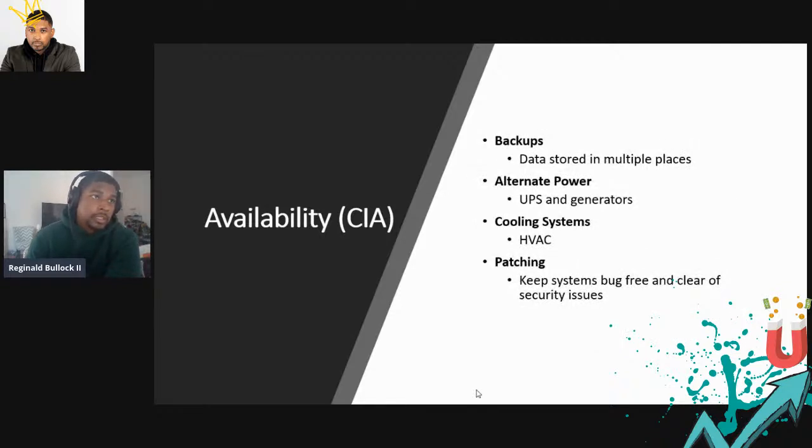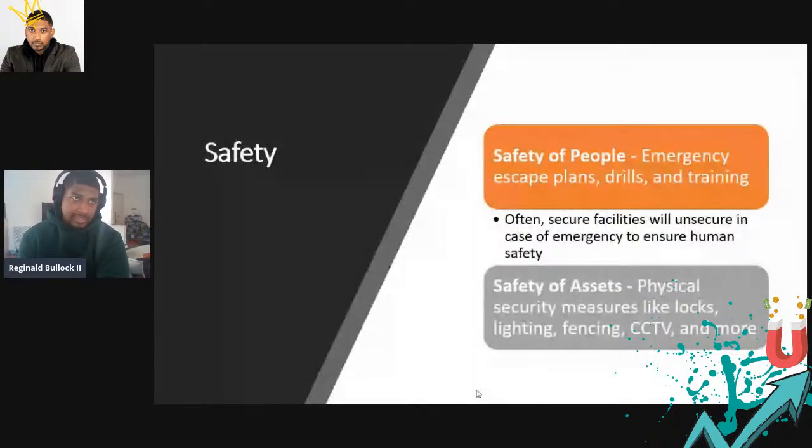Availability, again: backups, data stored in multiple places, alternate power, cooling systems, HVAC, hot and cold aisles, things like that. Patching: make sure that your systems are bug free, clear, and up to date. Safety. Safety of people: emergency escape plans, drills, and training. Often secure facilities will unsecure in case of emergency to ensure human safety. And then the safety of assets: physical security measures like locks, signage, fencing, CCTV, man traps, checkpoints, things like that.